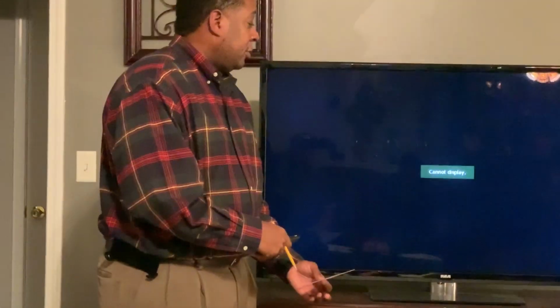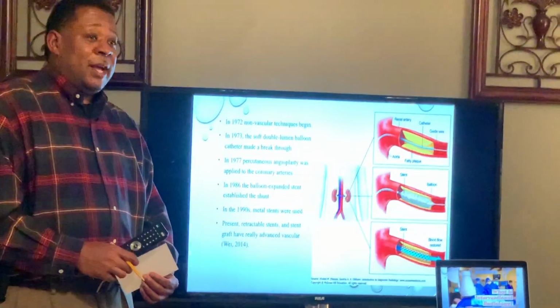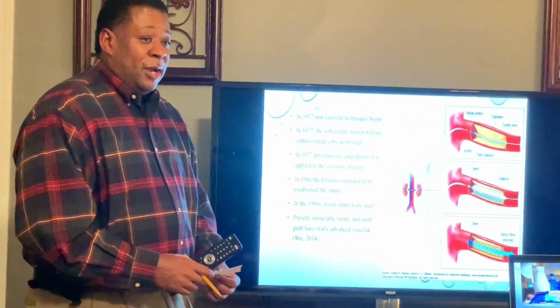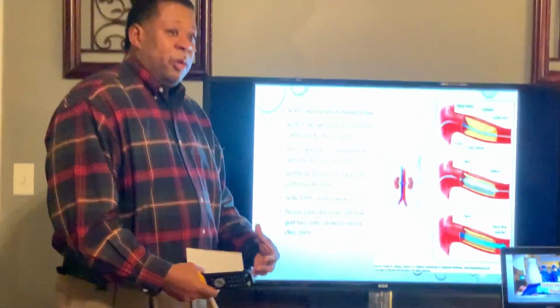What does the contrast do, help you see better? The contrast helps visualize the area more. That's the purpose of it. Contrast is radiopaque, therefore it's a dense material and it shows up on x-ray better.